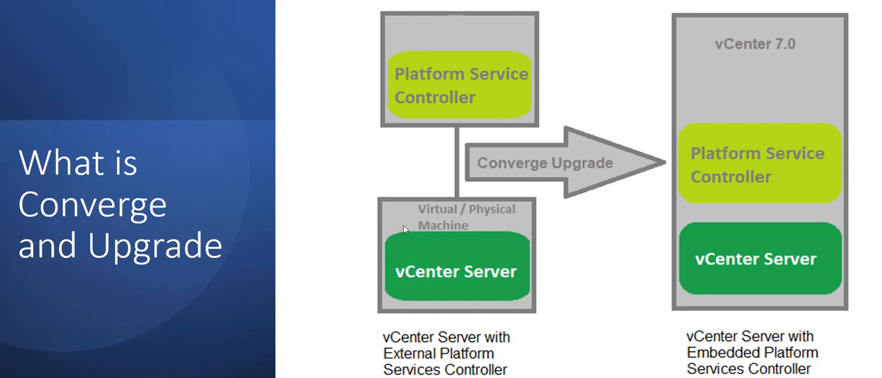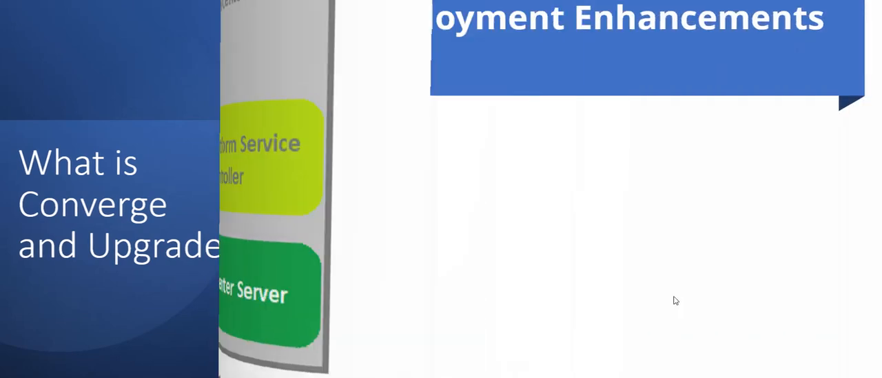So what happens when you converge? Your platform service controller comes inside your vCenter server. It embeds inside your vCenter server appliance, right? So if you see on the right-hand side for vCenter server 7.2, you have the vCenter server and the platform service controller services. That's why we call it vCenter server with an embedded platform service controller.